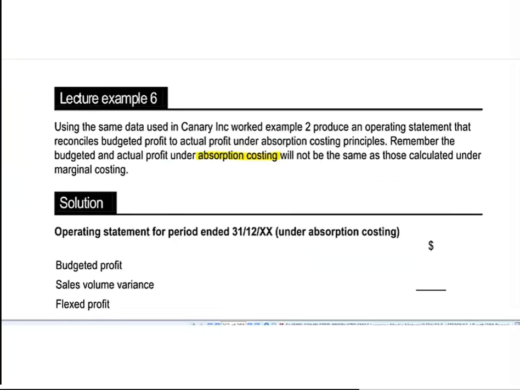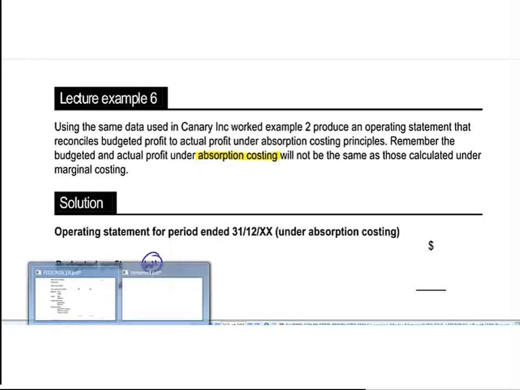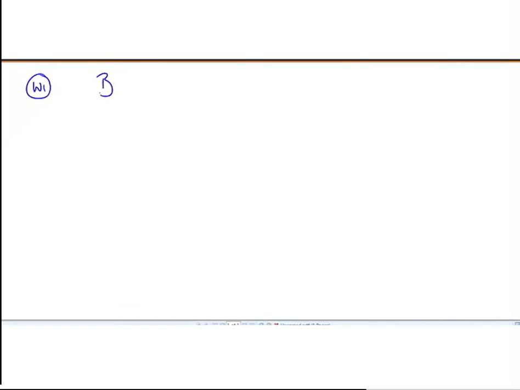Okay, in lecture example 6, we're going to prepare the operating statement using absorption costing principles. Previously we've prepared the operating statement under marginal costing principles, and now we're going to re-prepare it using absorption costing principles. With absorption costing, just to remind you what we said on the previous page, we're going to reconcile our budgeted profit as opposed to contribution that we use under marginal costing, and we're going to reconcile that budgeted profit to our flexed profit, and then finally down to our actual profit. So what we need to start with is our budgeted profit. I'm going to make budgeted profit working number 1.